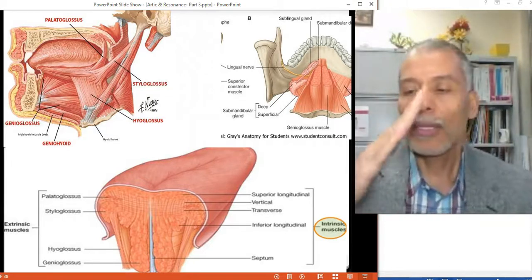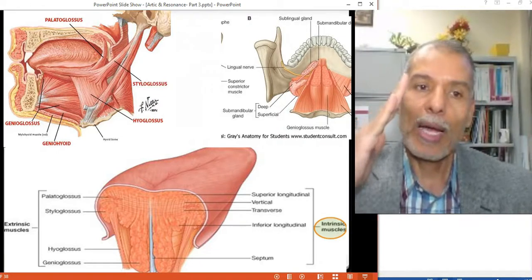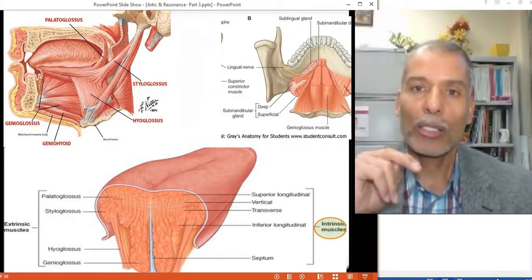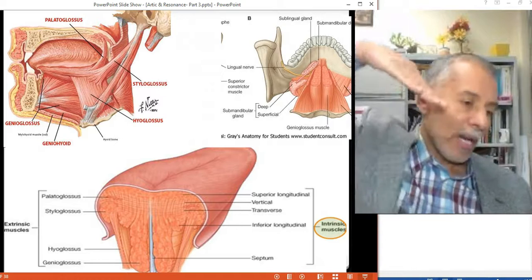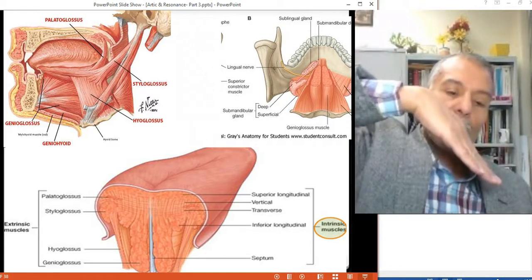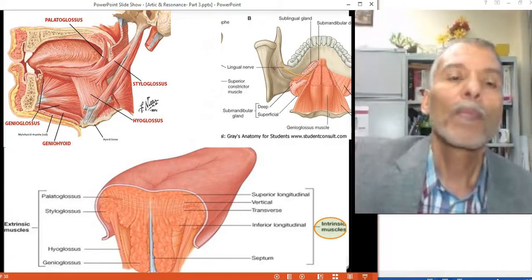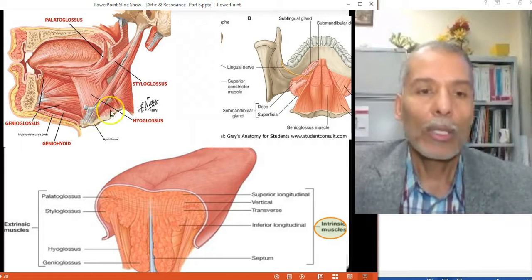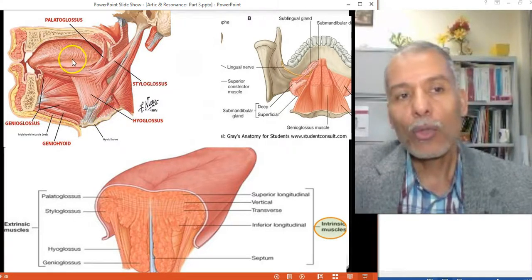Any muscle that is tilted, at an oblique angle, when it contracts, it's going to pull in 2 directions. For example, the styloglossus, it comes down at an angle, and when it contracts, it pulls the tongue back and up. So think about what sound do you make that requires the tongue to go down and back.